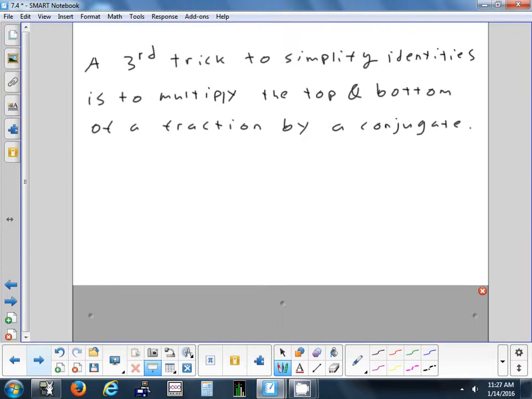Okay, so just as a review, if I had sine of x plus 1, what's the conjugate of that? Well, think back to complex numbers. If you had 2 plus 3i, what's the conjugate? 2 minus 3i. Okay. So if I had sine of x plus 1, the conjugate is sine of x minus 1. That was easier to do. So conjugates are when you change the sign of the second term.